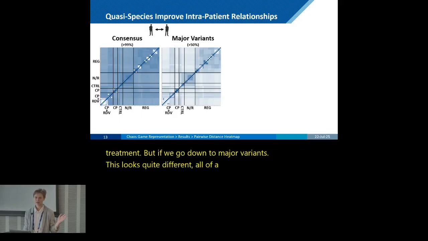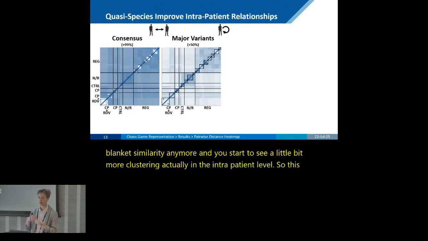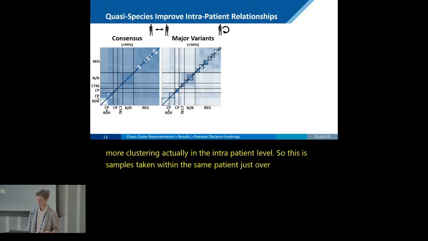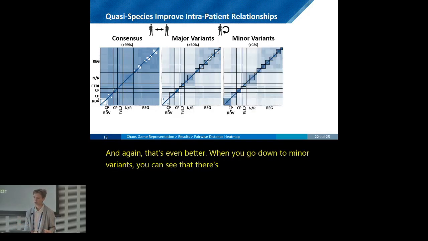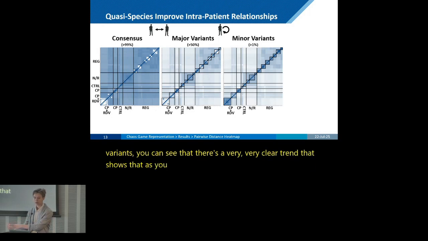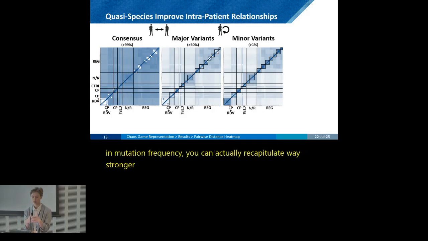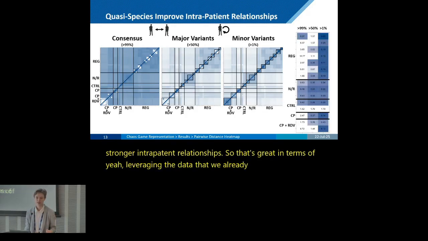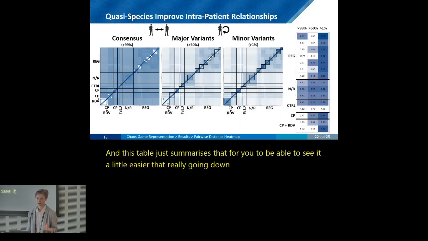All of a sudden, you don't have this blanket similarity anymore, and you start to see a little bit more clustering at the intra-patient level. So this is samples taken within the same patient just over time. And again, that's even better when you go down to minor variants. You can see a very, very clear trend: as you go down in mutation frequency, to higher diversity, you can recapitulate much stronger intra-patient relationships. So that's great in terms of leveraging the data that we already have. And this table just summarizes that so you can see it a little easier: really going down to 1% is really beneficial.